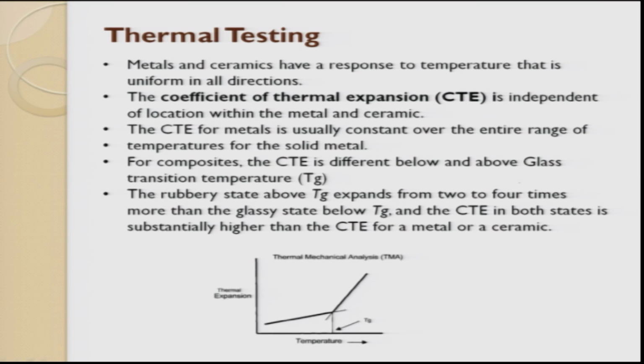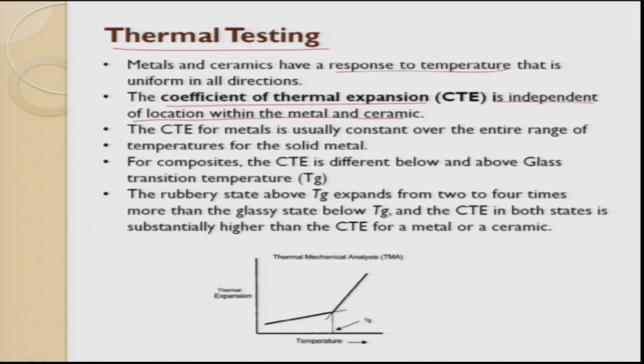The next important thing is thermal cycle. Today we have several static devices as well as dynamic devices. To measure the thermal properties, basically the coefficient of thermal expansion, we measure through this thermal test. Ceramics and metals have a good response, but for polymers, based on the choice of the polymer, with respect to temperature it declines. The coefficient of thermal expansion is independent of location within metals and ceramics.